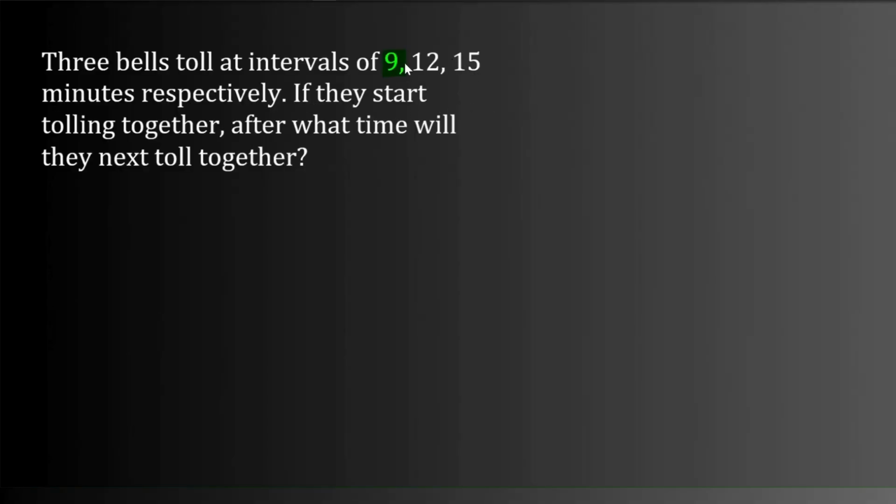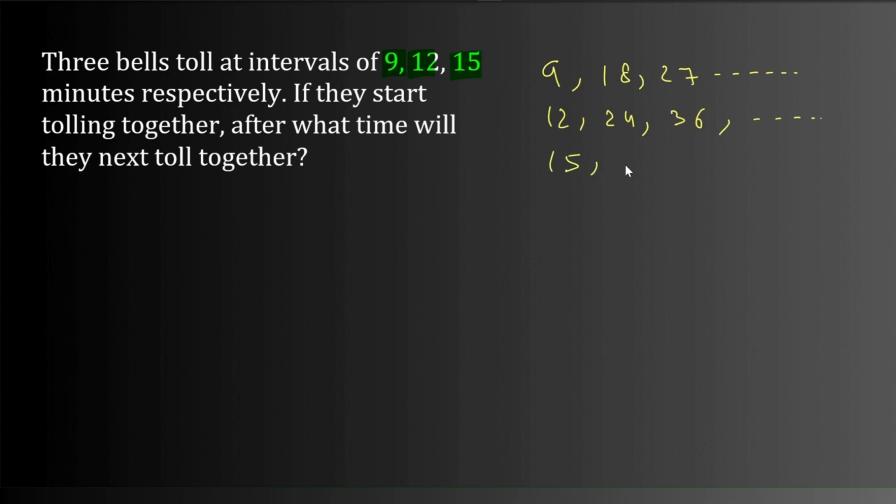So the question here: these three bells toll at an interval of 9 minutes. That means the first bell will toll in the multiples of 9, that is after 9 minutes, after 18 minutes, after 27 minutes, and so on. And the second bell will toll at an interval of 12 minutes, that is 12, 24, 36, and so on.